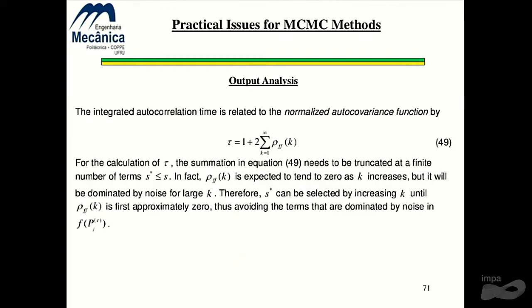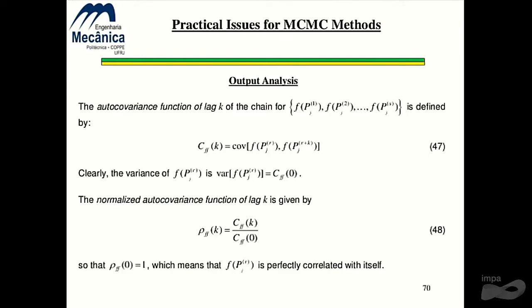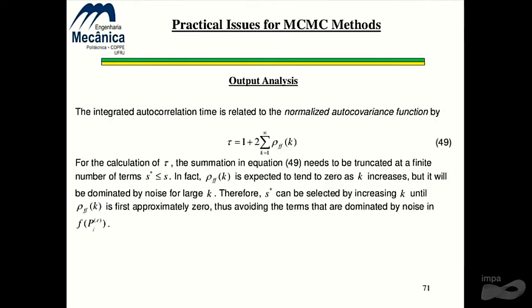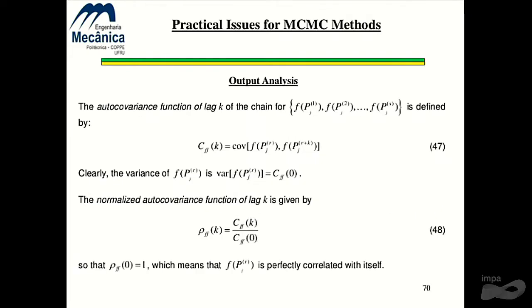It can be shown that tau, the integrated autocorrelation time, is given by this expression, and actually we don't have to sum up these quantities to infinity, because you expect that this drops out very fast. This would be nice if this drops very fast, okay?